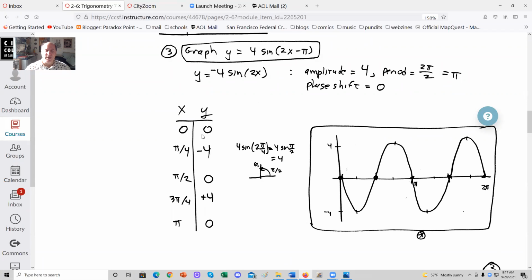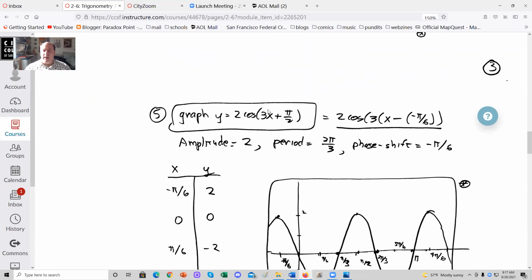Now, with a sine, since it started at 0, you have to actually plug in x is pi over 4 to find out if it's plus 4 or minus 4. You plug in pi over 4, you get 4 sine pi over 2, and sine of pi over 2 is 1, so you get 4. We have a minus 4, so you get a minus 4 here, and a half period later we get a 4 here. So this goes from 0 to minus 4 to 0 to plus 4 to 0, like that. The period of pi, here's one wave, here's a second wave.